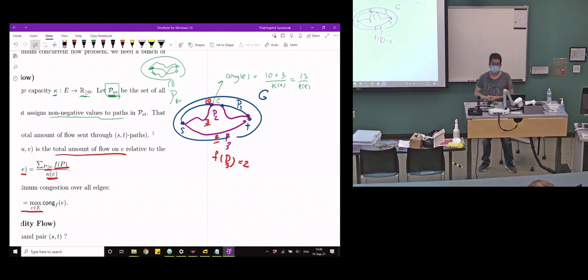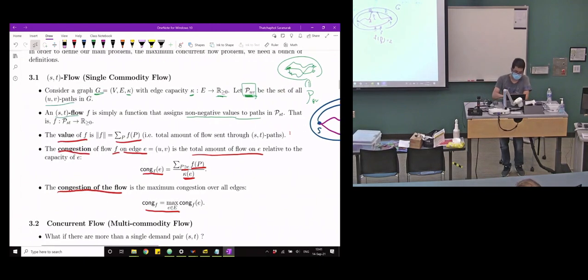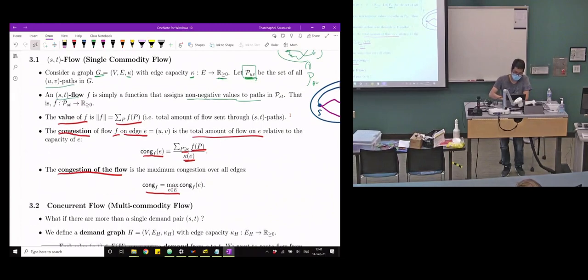Yeah. So what does it mean, like the flow through the edge is more than the capacity of the edge? It just means that you exceed the capacity by that much factor. It just means that if you scale down everything by the congestion of the flow, then you get a feasible flow. Okay. Then everything respects the capacity. Yeah. Okay.